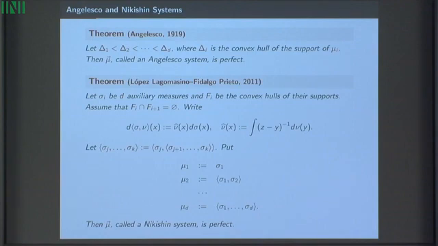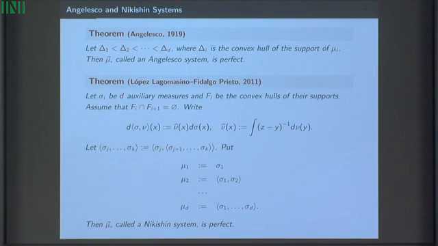It took a very long time. The work of Nikishin was in the 80s, right, Andrei? It took actually about 30 years to prove that this system of measures also is perfect, so all the indices are normal, and it finally was done by Guillermo Lopez Lagomasino and Ulises Fidalgo.